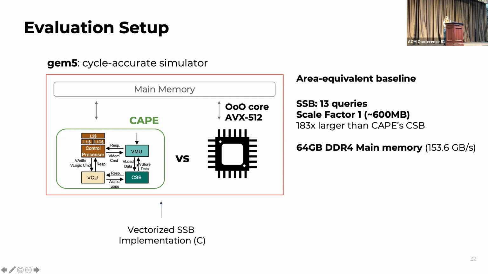We vectorized both our CAPE codes and our baseline codes manually. So it's highly optimized code. But for reference, the baseline code base is about 4 times faster than MongoDB.